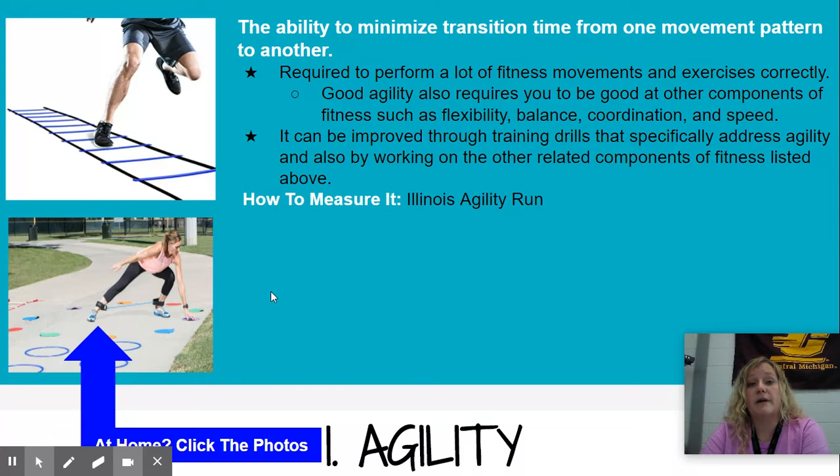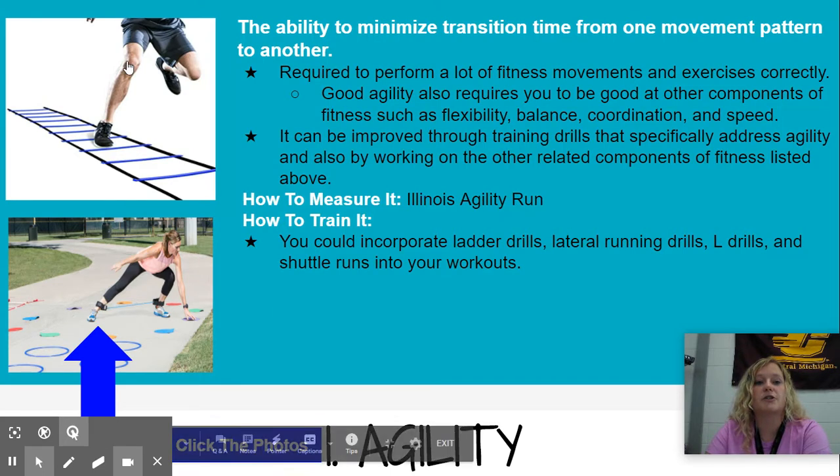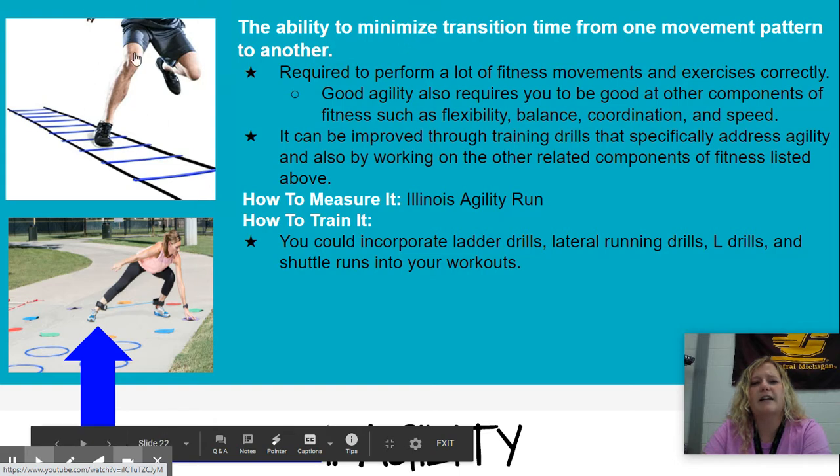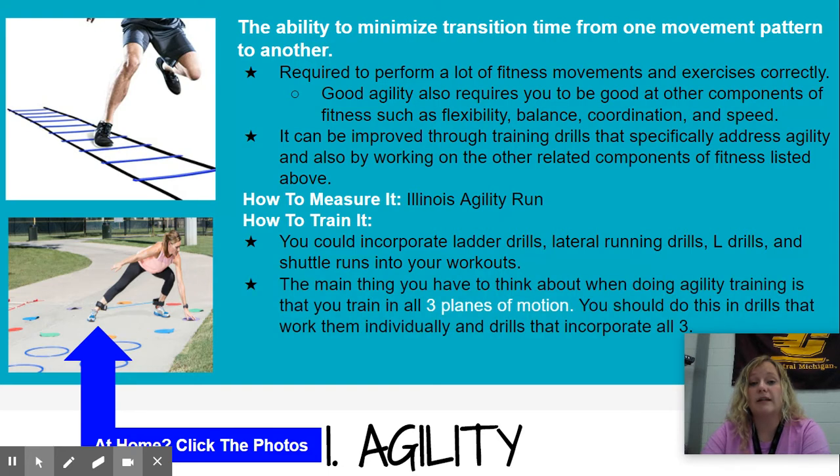We are going to measure agility through the Illinois Agility Run, and I will tell you a little bit more about that in a future slide. But to train it, you could incorporate ladder drills into your physical activity. Here's a picture of that over here, and I believe I connected a ladder drill activity to this photo if you wanted to do that. You could incorporate lateral running drills, L drills, and shuttle runs into your workouts. Those would all help work your agility component.